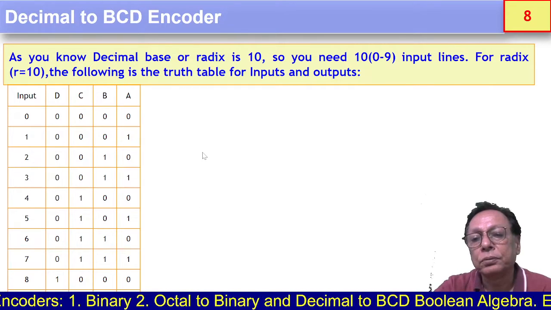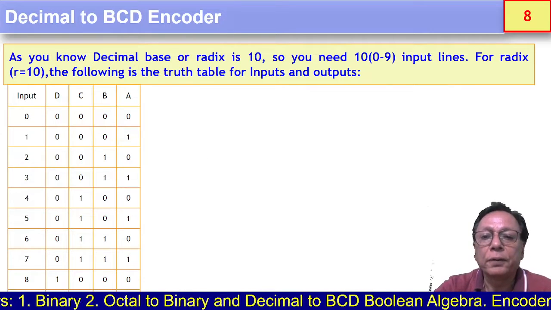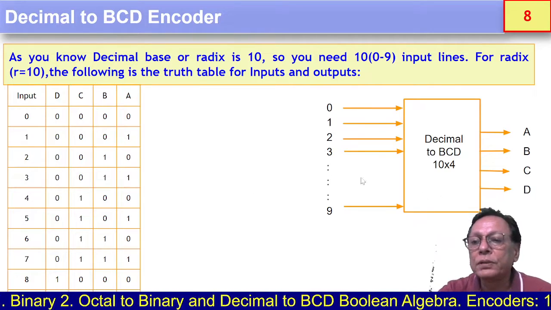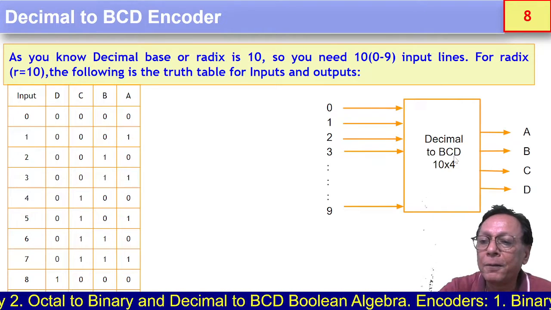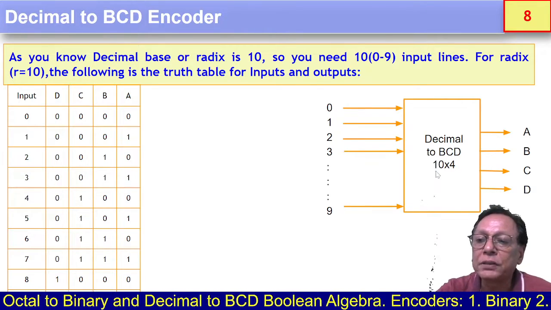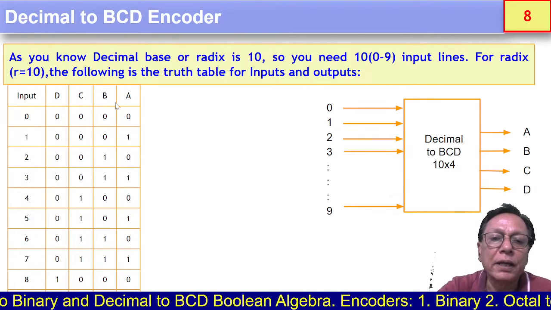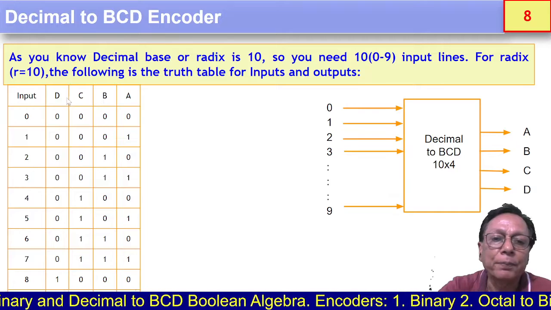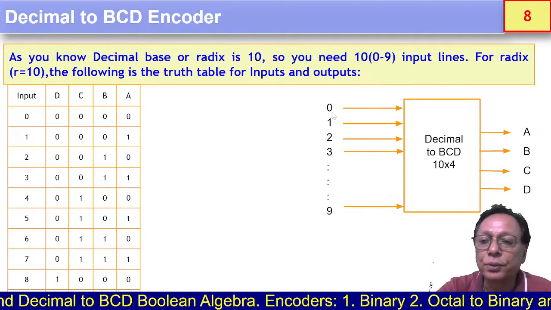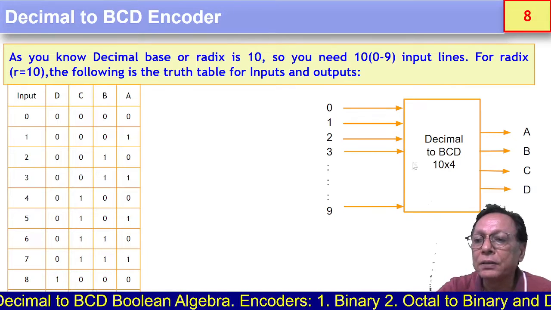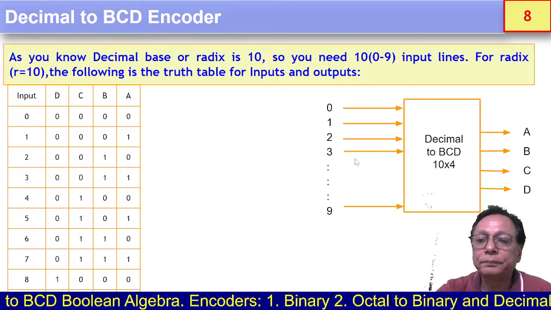So let's see how to create this decimal to binary encoder. This is your decimal to BCD, binary coded decimal. So there will be 4 bits in the output, and the input lines are 10, 0 to 9. These are the input lines, and it is producing 4 output lines.